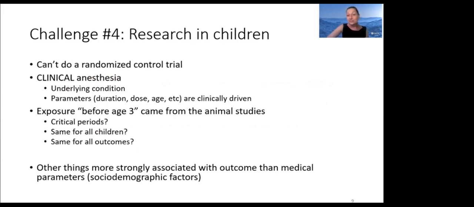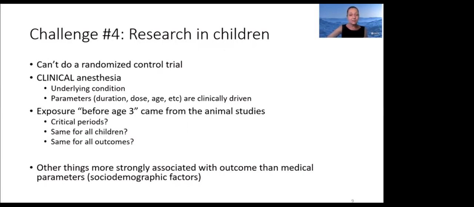Challenge number 4 just involves doing research in children at all. In this case, we can't do a randomized control trial. The GAS study tried very hard to randomize and control, but ultimately we're talking about clinical anesthesia. All of the children we're talking about have some sort of underlying condition that required them to get surgery. And ultimately, the parameters, the duration of anesthesia, dose, age, all of these things are ultimately clinically driven in the end.